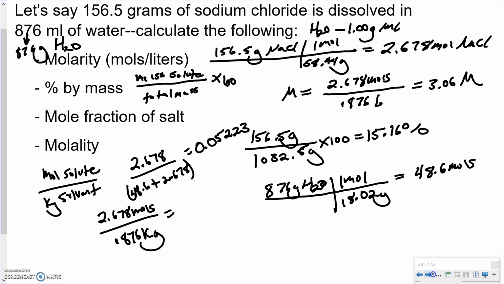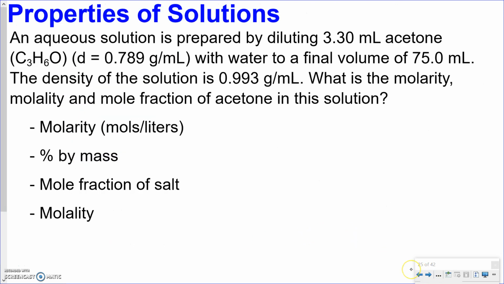But let's look at a circumstance where they're not the same number. Okay, so an aqueous solution is prepared by diluting 3.30 milliliters of acetone with water to a final volume of 75 milliliters. The density of the final solution is 0.993 grams per milliliter. This is where we start getting the difference between molarity and molality, because the total volume that we're going to use for molarity is not the volume of water that was actually used. So our volume of solvent and our volume of solution are going to differ in this case, therefore giving us different molarities. But let's go ahead and start with molarity.